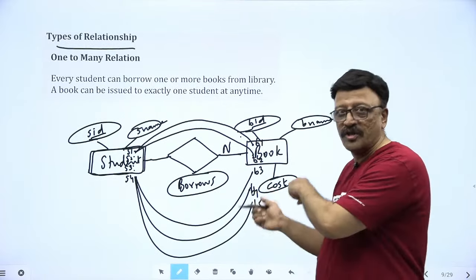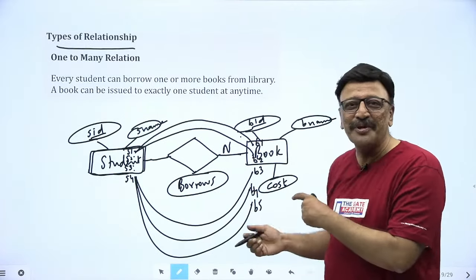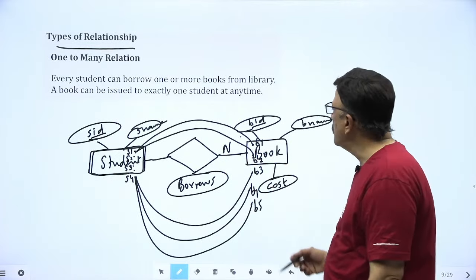Now let's ask books. Okay. It's very difficult to ask books, but let's assume we are asking a book. Let's ask B1.